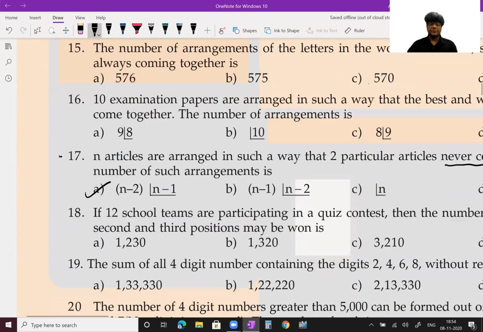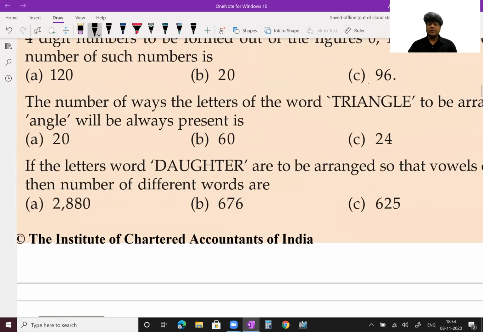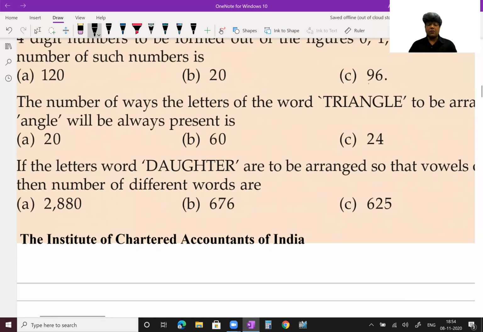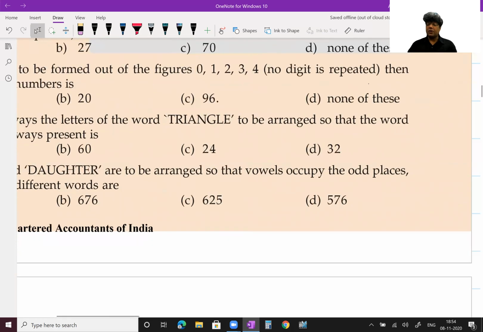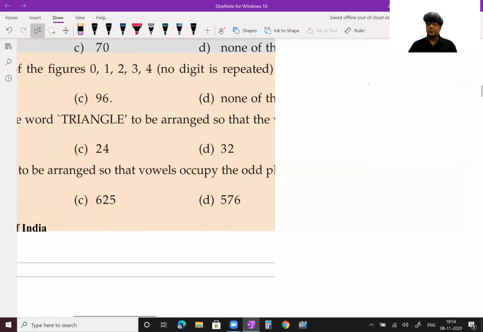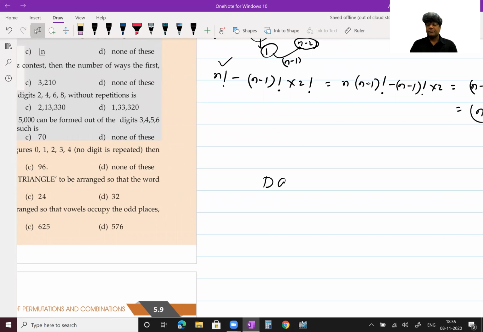And what is the answer for this? B. Okay. Now guys, question number 23. Letters of the word DAUGHTER are to be arranged so that vowels occupy the odd places. I'm writing capital DAUGHTER. Vowels: A, U, E. And they are to occupy odd places.